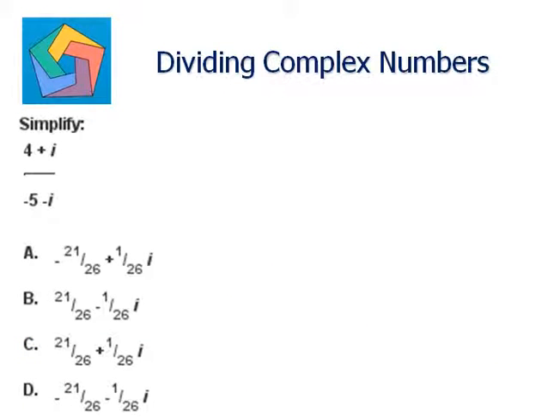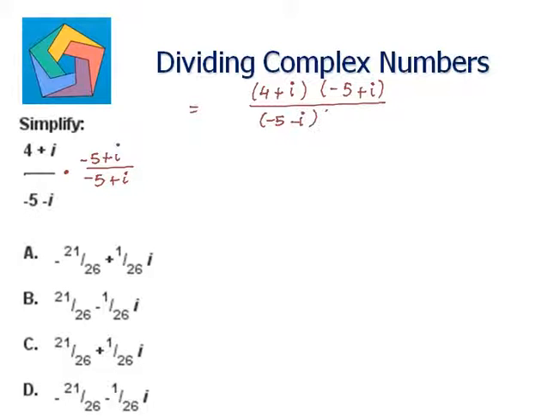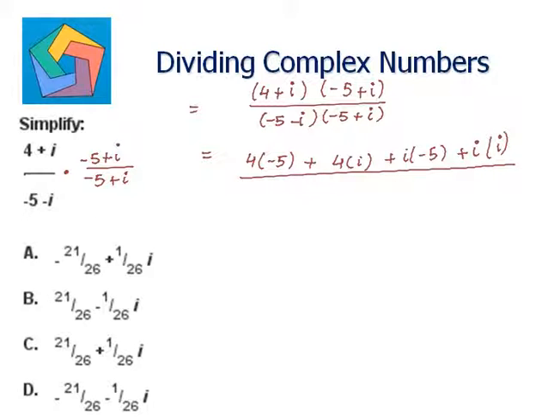Next problem. Simplify (4 + i) over (-5 - i). So we multiply with (-5 + i) over (-5 + i). This is equal to (4 + i) times (-5 + i) over (-5 - i) times (-5 + i). This is equal to 4 times -5 plus 4 times i plus i times -5 plus i times i, over (-5) squared minus i squared.